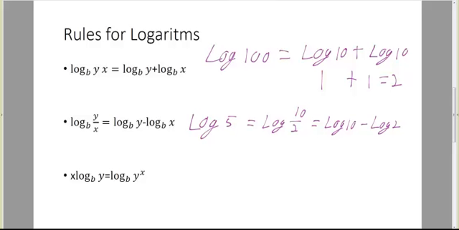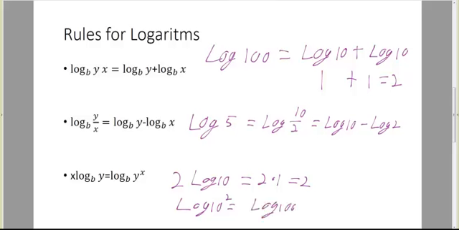The last rule is x times log base b of y equals log base b of y to the power of x. So we're going to use 2 log base 10. Well, we know this is 2 times 1, which is 2, or we could say log of 10 squared, which is log of 100, which again gives me 2. And so all of these different properties are useful for our logarithms.